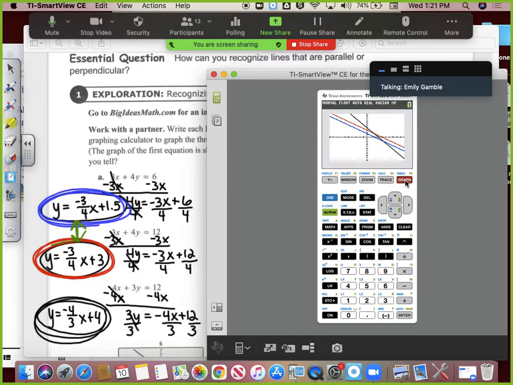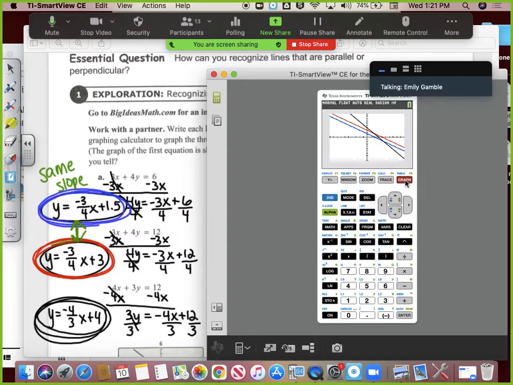Let's look at the actual equations here. The two equations that are parallel are the equations y equals negative 3/4 x plus 1.5 and y equals negative 3/4 x plus 3. What do you see that is similar in both equations? They share something that's exactly the same, and what is it? The fraction, the negative 3/4. And what does that number represent? The slope. Yes. Both of these equations have the same slope.